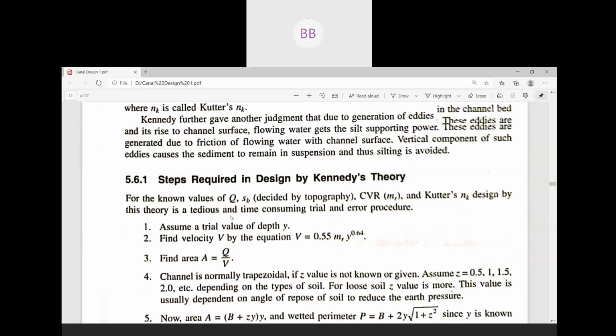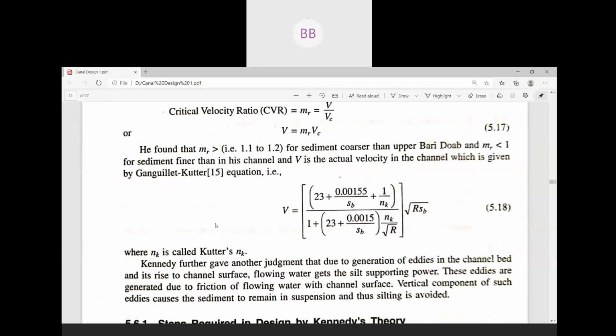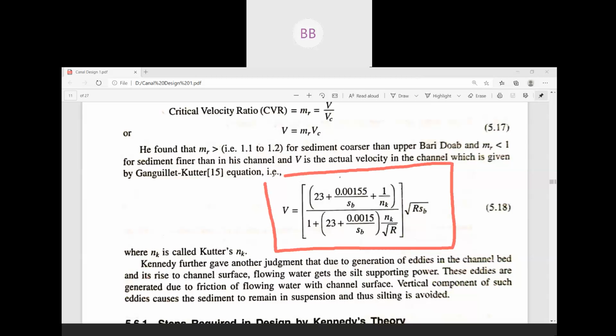Then step number seven, you have to again find out the velocity by using this equation. You kindly write down this equation: 23 plus 0.00155 divided by SB, plus 1 by NK, divided by 1 plus (23 plus 0.0015 by SB) NK by root R, multiplied by root R into SB. You write down the expression.